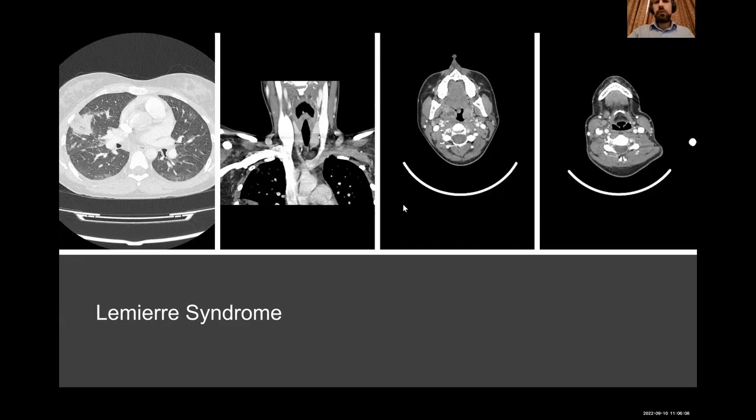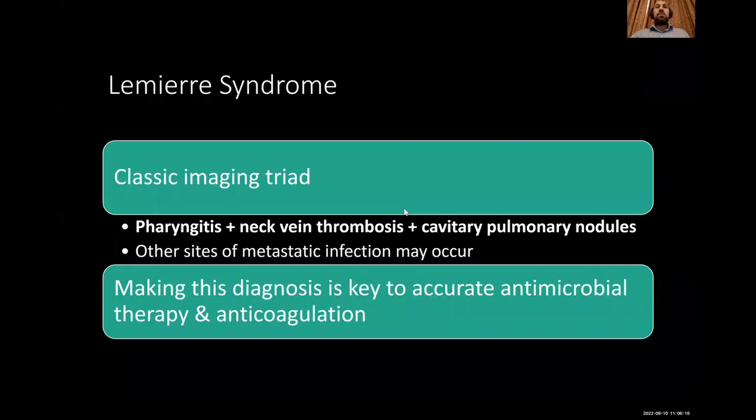Next, Lemierre syndrome, classic triad: pharyngitis, neck vein thrombosis, cavitary pulmonary nodules. Other sites of metastatic infection may occur. Making this diagnosis is the key to accurate antimicrobial therapy and anticoagulation.